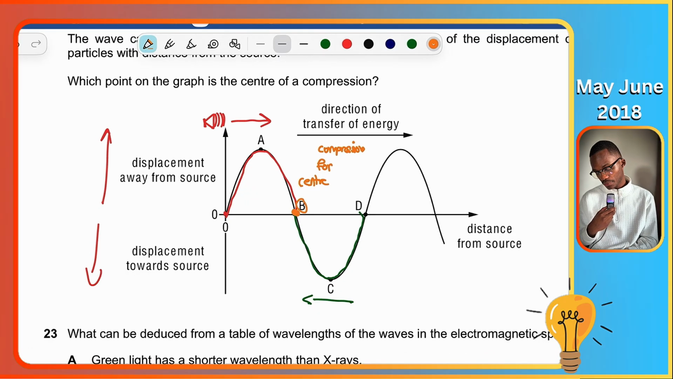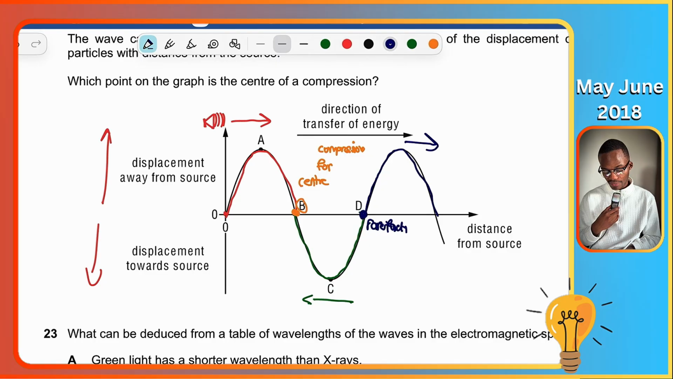But if you continue, and let's assume you're going to paint this over here, again, displacement away from the source. Now look at the blue arrow and the green arrow. They're moving away from each other. That implies the particles are going to leave a center for refraction, where particles are moving away from each other.